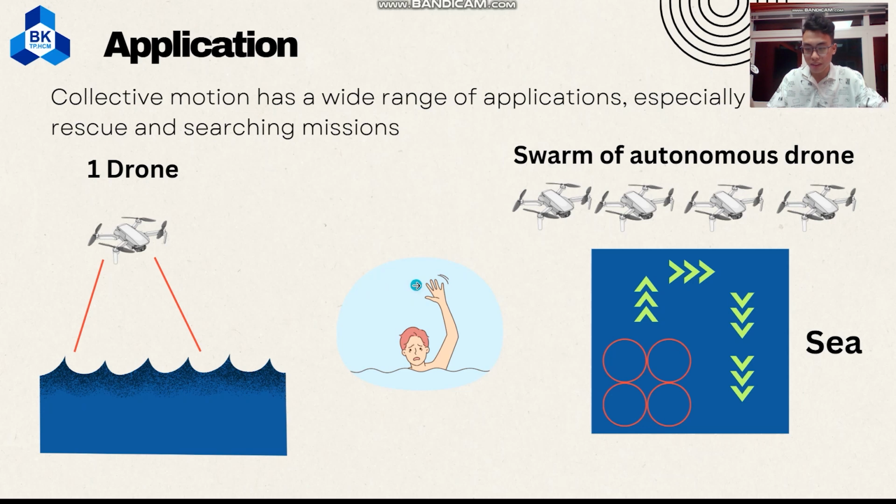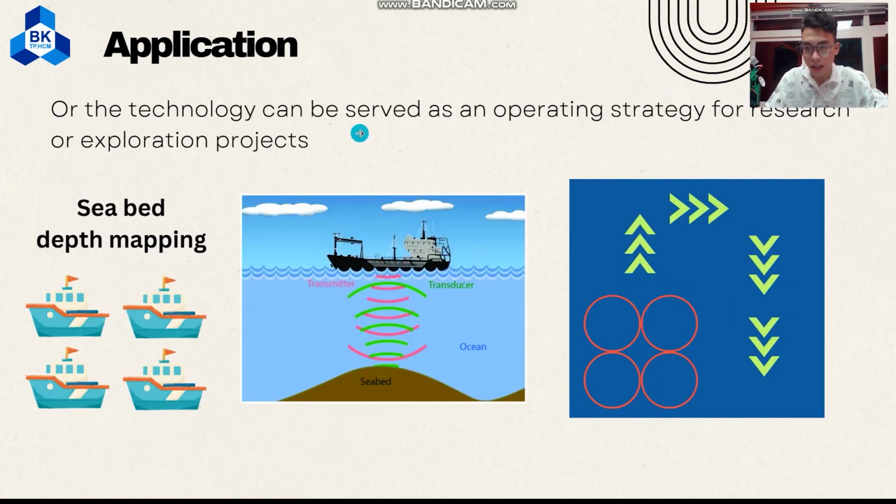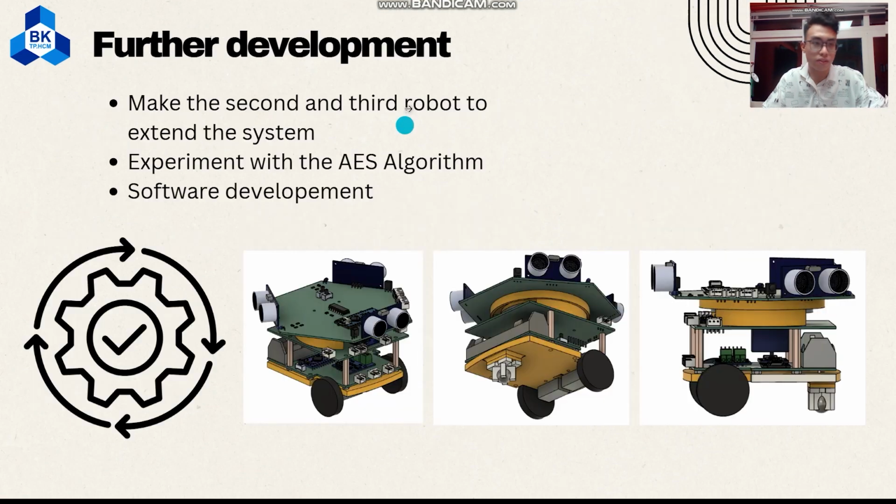Our swarm robots have a wide range of applications. First one, as you can see, a swarm of drones can be used for search and rescue missions. The second one is that a swarm of canoes can be used to measure the depth of the sea. And this is our further development.